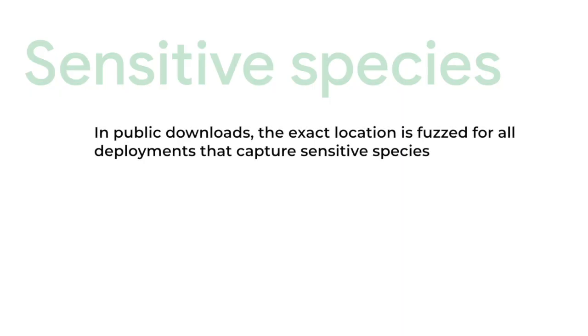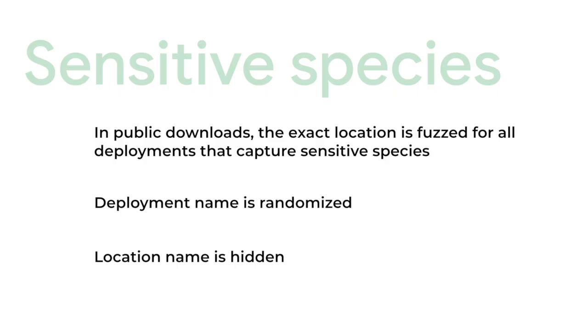For any public download, Wildlife Insights will fuzz the exact locations of all deployments that capture sensitive species so that the exact location cannot be determined. For these deployments, we will fuzz the latitude and longitude down to 1 decimal degree. Additionally, we randomize the deployment name and hide the location name so that any indicators of the location that may be in the names are not shared publicly.